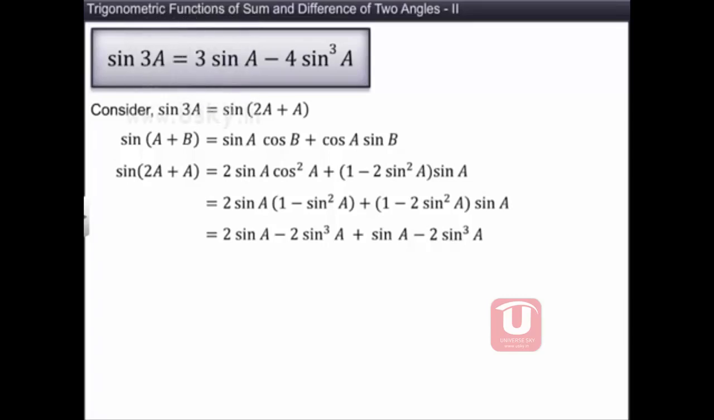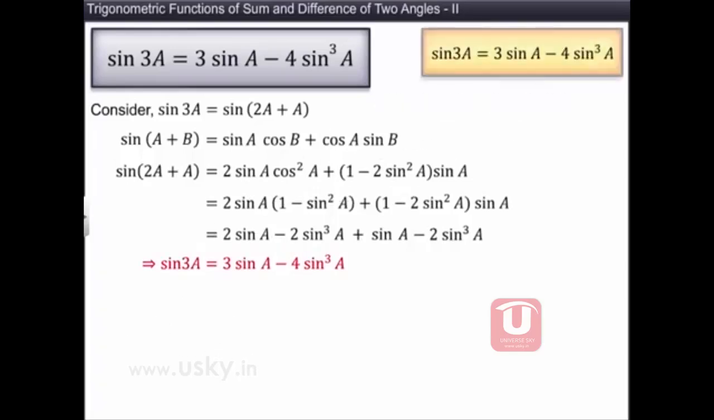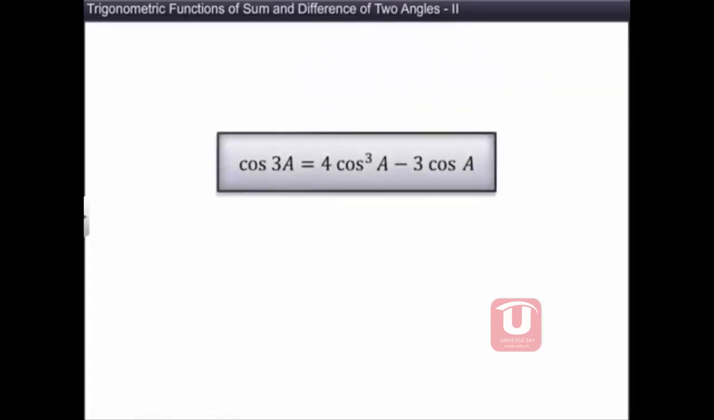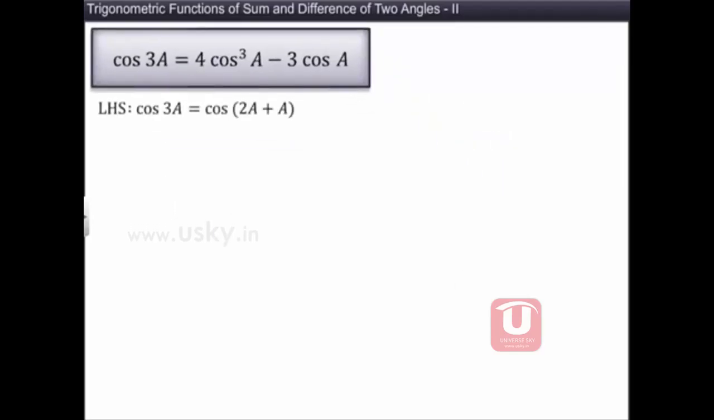On simplifying, we get sin 3A is equal to 3 sin A minus 4 sin cube A. Let us now prove that cos 3A is equal to 4 cos cube A minus 3 cos A. Cos 3A can be written as cos of 2A plus A.